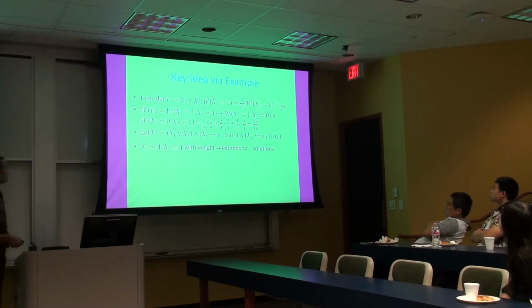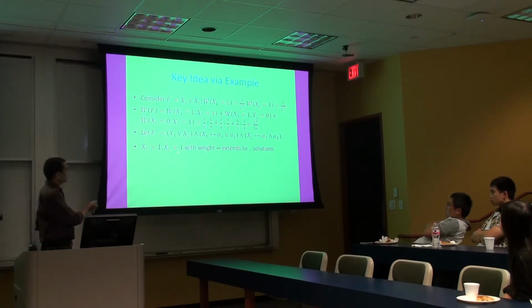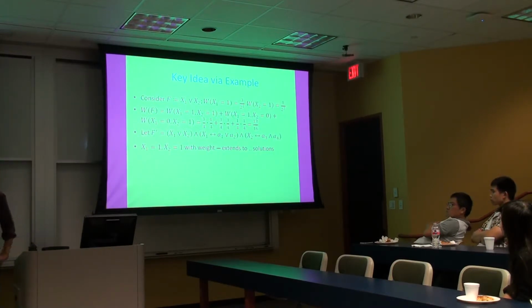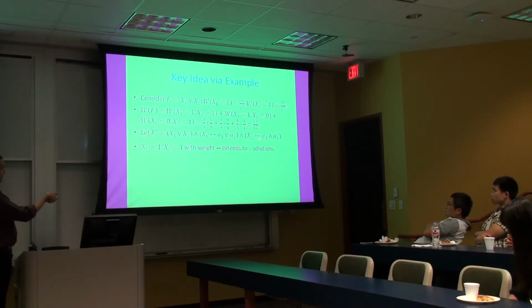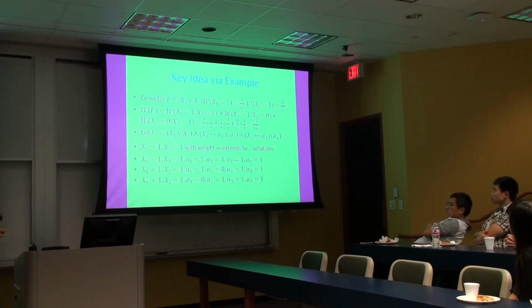Let's look at a few interesting things here. I'll focus on the satisfying assignments of f prime. So x1 equals 1, x2 equals 1. This is the assignment to x1 and x2, and I want to know how many extra satisfying assignments I get for f prime. Since x1 has to be 1, a1 or a2 has to be 1. And a3, a4 have no choice but to be true.